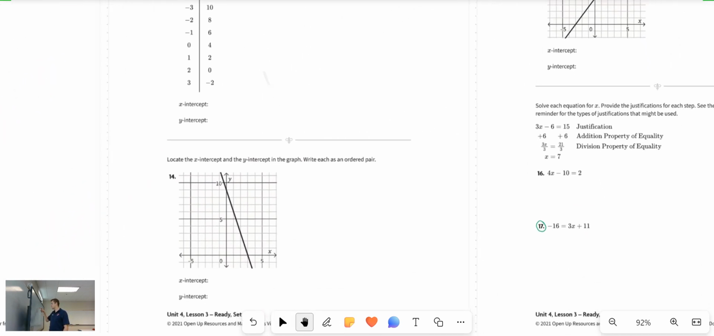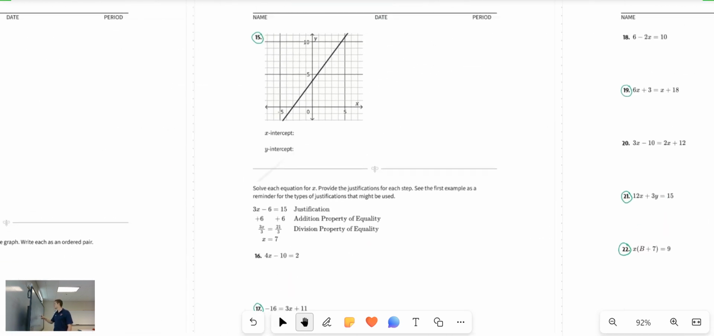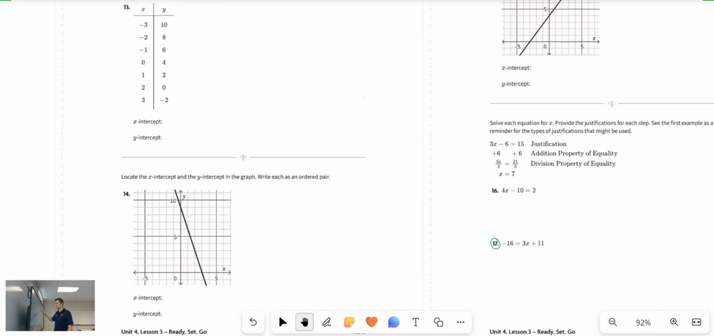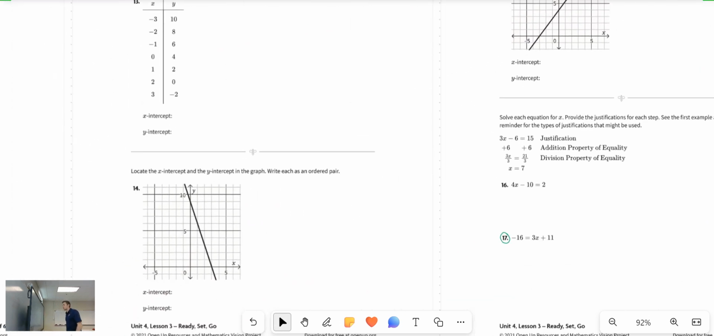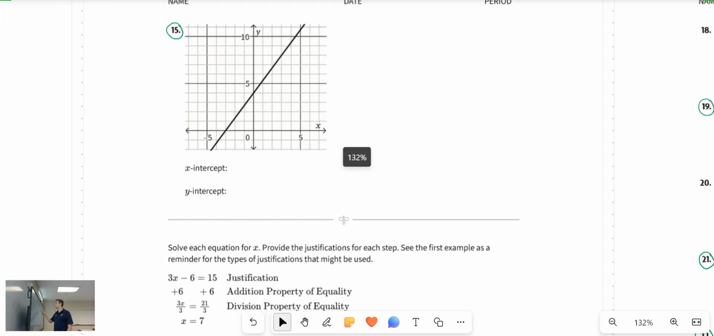Oh, we don't need to do 13. Don't need to do 14. We'll keep going. Aha, 15. Oh, we need to know the instructions. Hang on. Locate the x and y intercept in the graph, write each as an ordered pair. Oh, perfect. So it's still locating x and y intercepts, but instead of a table, we're doing a graph now.